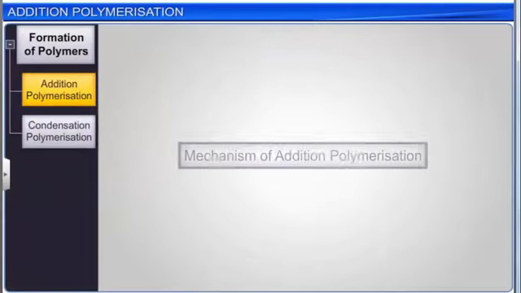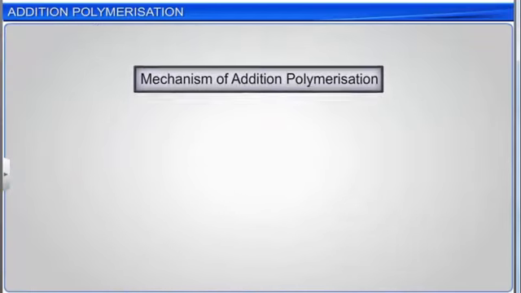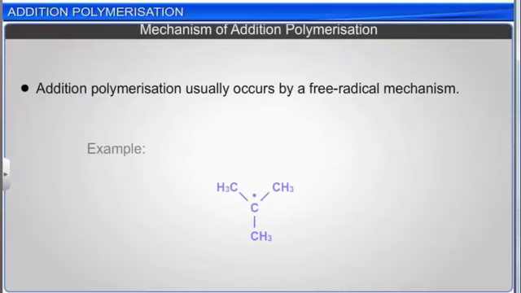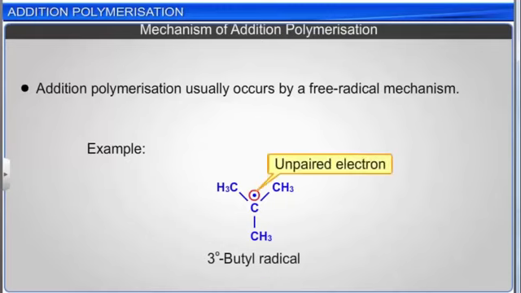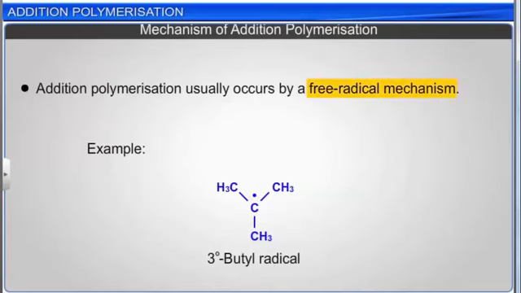Let us now look at the mechanism of addition polymerization. Addition polymerization usually occurs by a free radical mechanism. Free radicals are neutral, reactive chemical species with an unpaired electron. For example, the tertiary butyl free radical illustrated here. We need to take a detailed look at the free radical mechanism for addition polymerization.